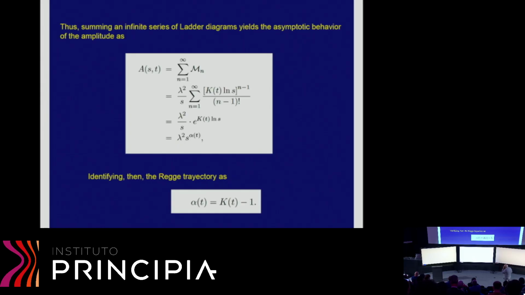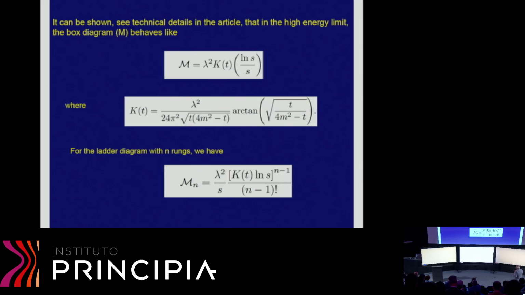In the old times, in the 60s, there were fantastic calculations by Gell-Mann and collaborators and Cheng and collaborators in the framework of QED, analyzing whether particles were real elementary particles, in the sense of having a pole in a scattering amplitude, or being Regge particles. Here we identify the Regge trajectory, alpha of t, in terms of the function K of t I mentioned before. Now you may expand this.